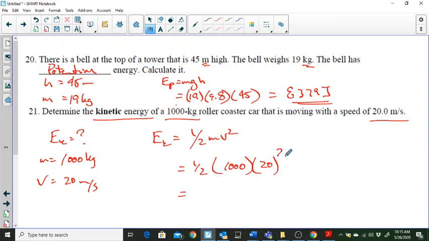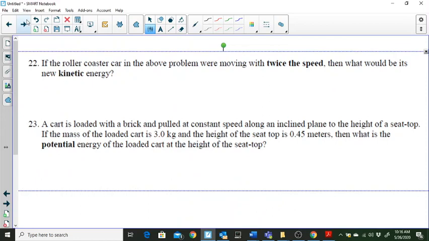Now we're ready to... Hold on. Don't forget. We have to square it. Yeah. Don't forget. Square, square, square. So we have to do the square first. So we have 1/2 times 1,000 times 20 squared. 2 times 2 is 4, and then zeros. That's equal to 400. So now we can just multiply these together. And we get 200,000 joules. Just that easy, ladies and gentlemen. Just that easy.